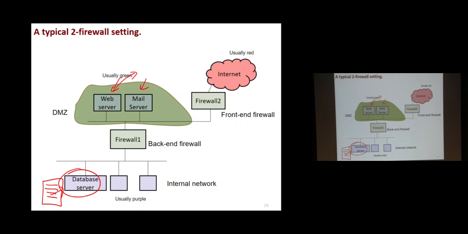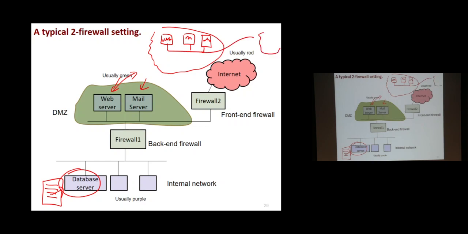Now, if we put everything together, there is no segmentation. Suppose I put my web server, my mail server, and my database server all linked together and going to the internet. There is no firewall.